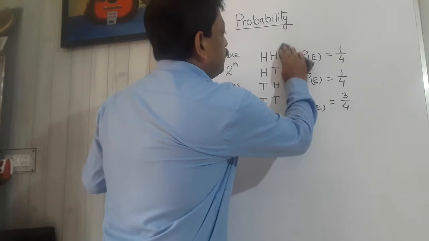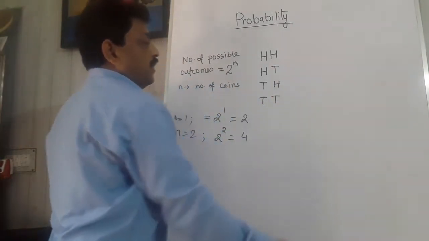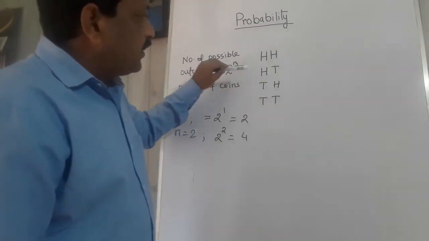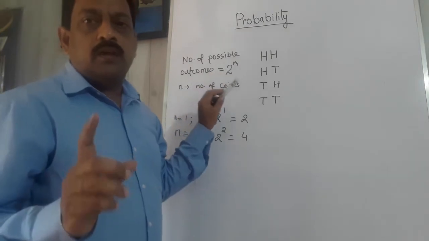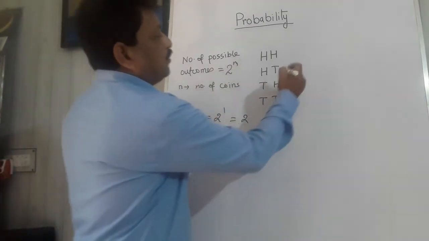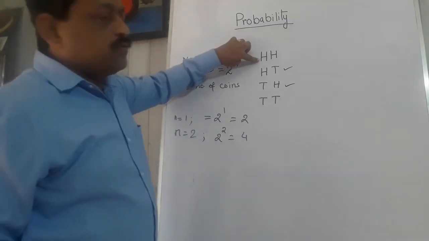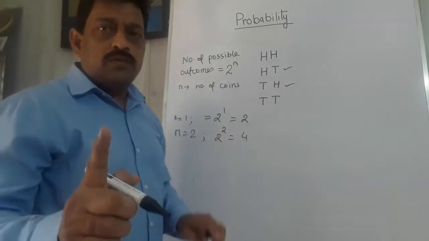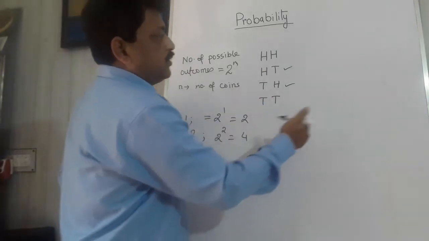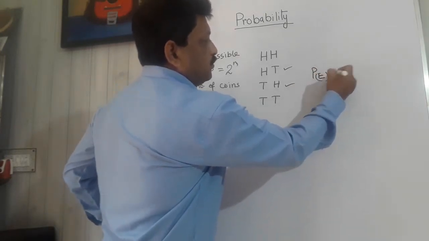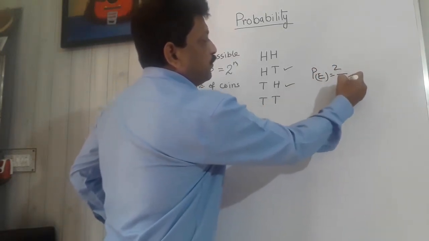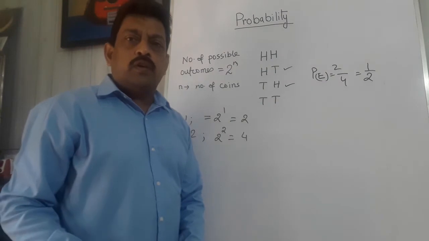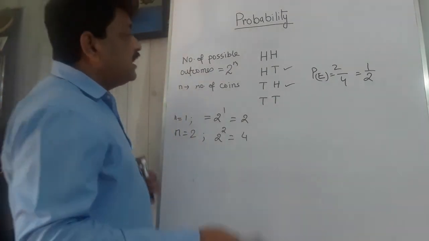Sometimes the question may be changed. What is the probability of getting one head? You can see there are two cases where there is one head. We cannot take the case with two heads, and we cannot take the case with no head. The question is one head, so there are only two cases. Therefore favorable outcome is 2 and total outcome is 4. So the answer is 1/2. Understood? That was with 2 coins.